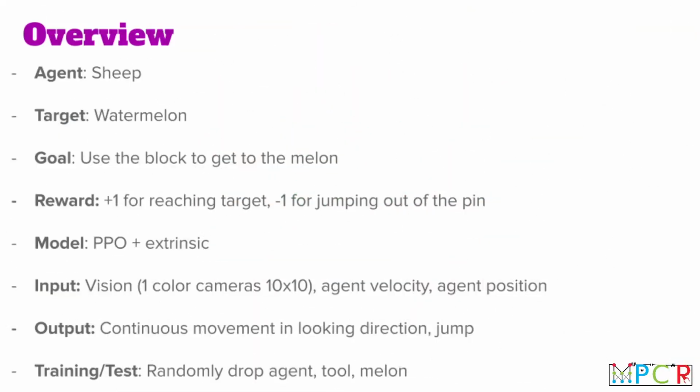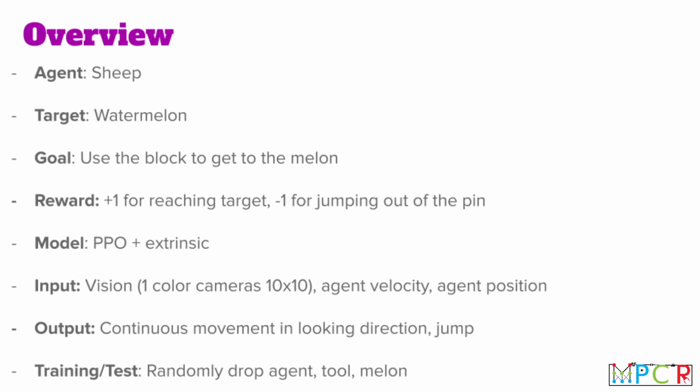Anyways, in the meantime, let's just recap what we've done today. We had an agent that was a sheep. It had to get to this target watermelon. It had to use a block or a tool to jump on it to reach the melon. It couldn't get to the melon without jumping on the block. We got +1 for reaching the target, -1 for jumping out of the pin. The model that did the best out of the built-in ML-Agents algorithms was proximal policy optimization with extrinsic reward.